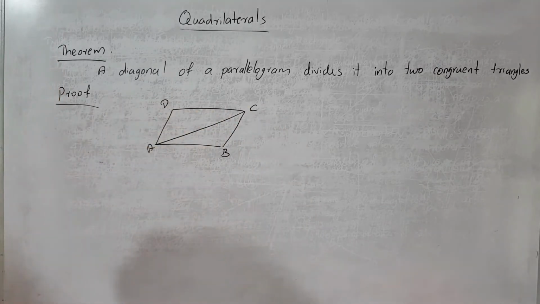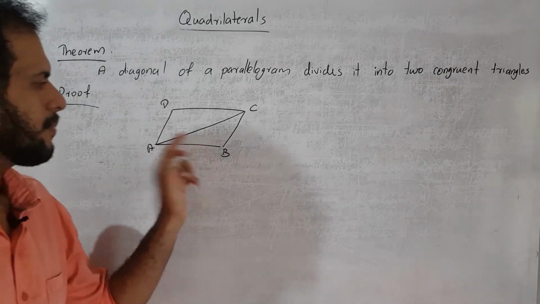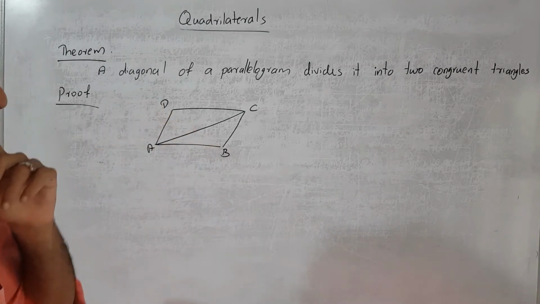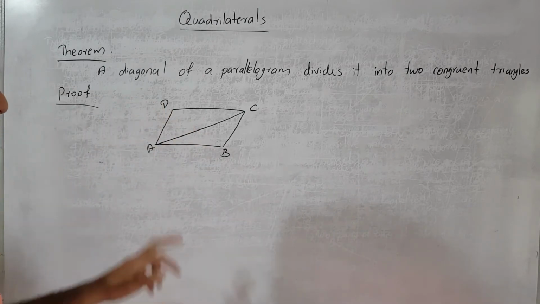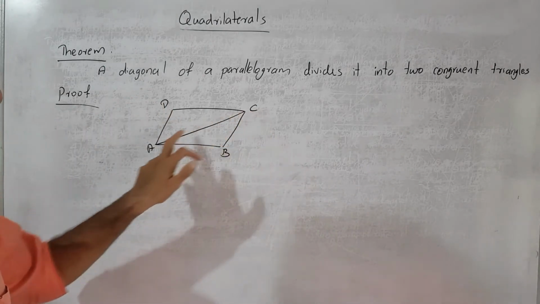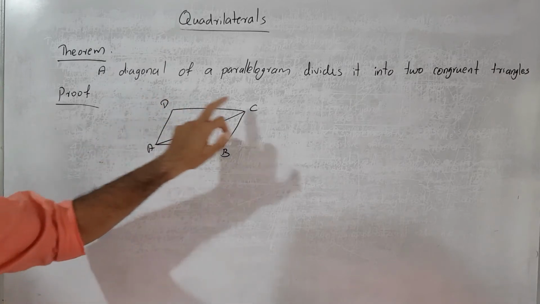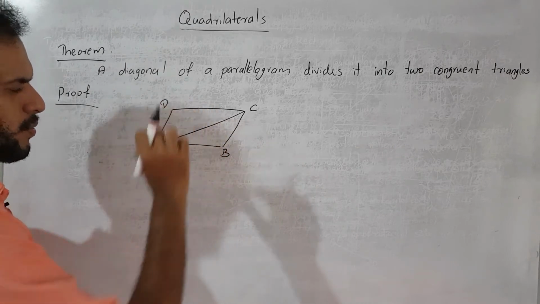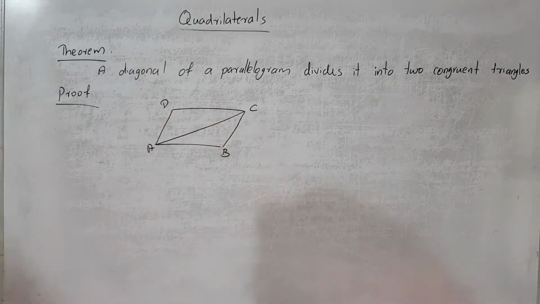So if we draw the diagonal in this parallelogram ABCD, then the diagonal divides the parallelogram into two triangles. What are they? ABC, correct? And the second one is ADC. So we want to prove these two triangles are congruent. Okay, so how do we start?